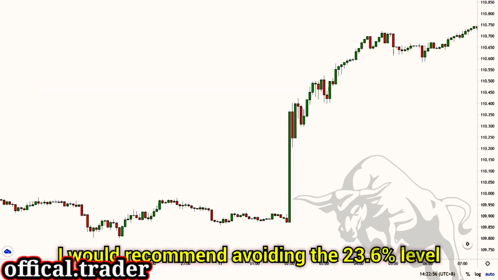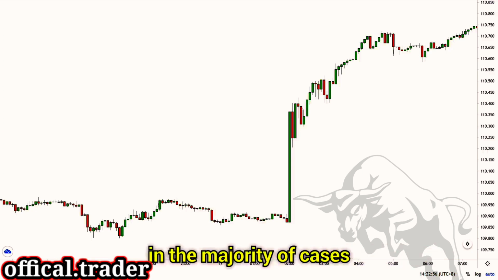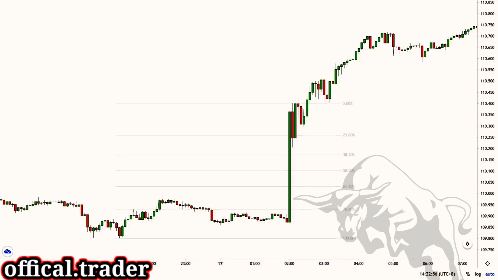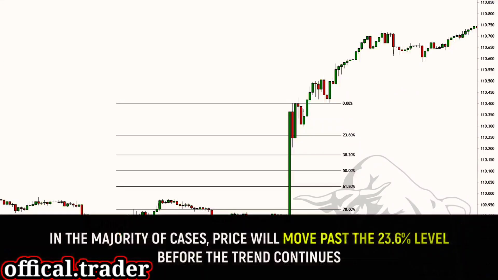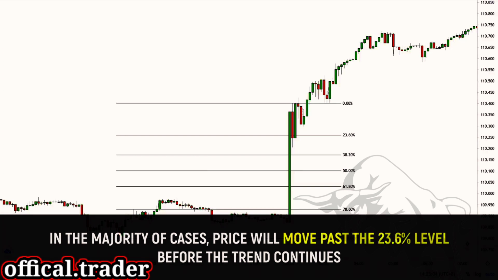Firstly, I would recommend avoiding the 23.6% Fibonacci level in the majority of cases. This level is only helpful during very strong market moves, where price is moving so quickly that it's unable to retrace to the 38.2% level. But in my experience, in the majority of cases, price will move past the 23.6% level before the trend continues.